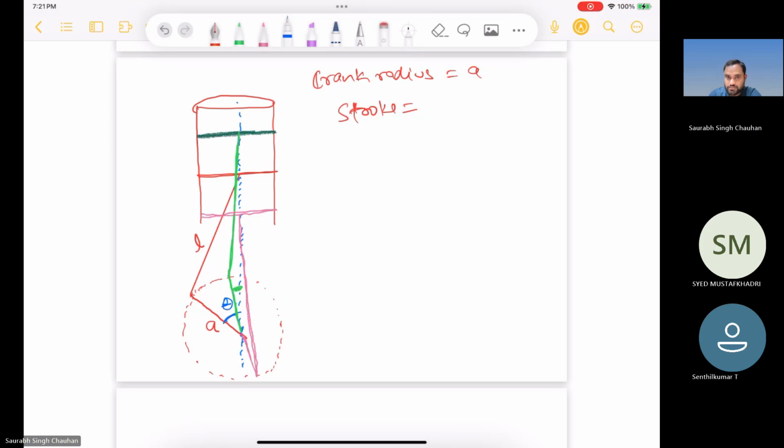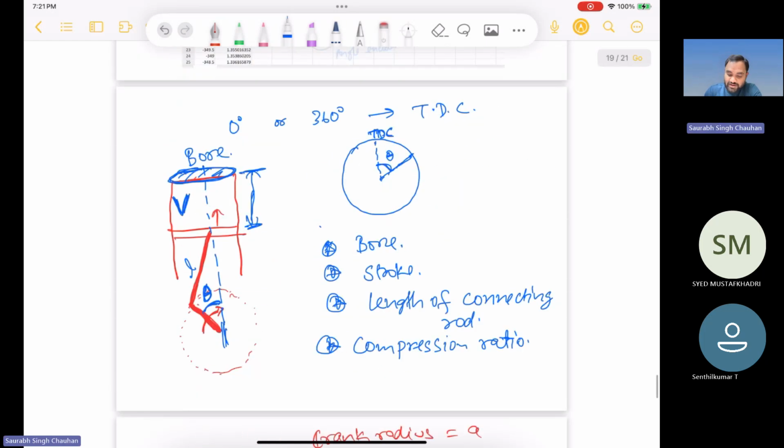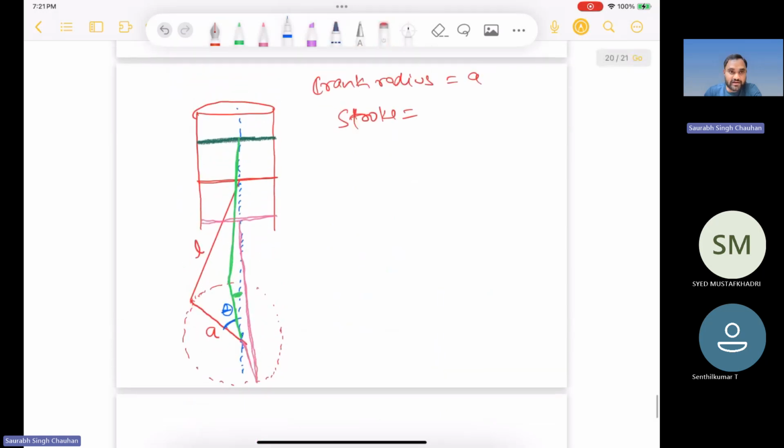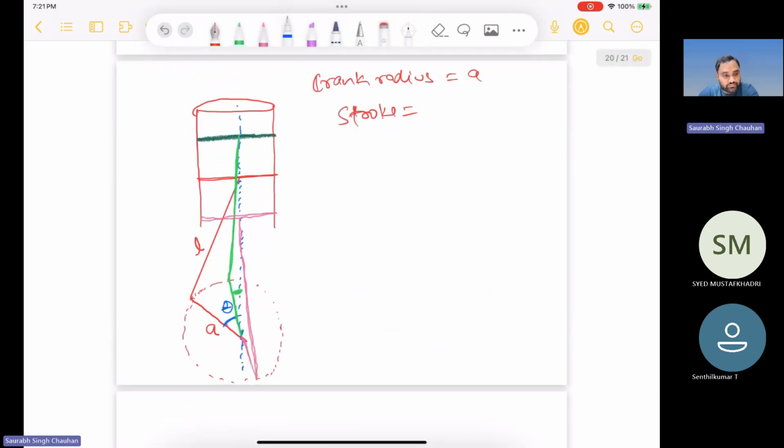If what I explained is clear, then you can easily answer, I think. So please answer. What should be the stroke in terms of the crank radius? Any of you can answer. Senthil Kumar or Sayed, please. I want you to derive this expression of volume in terms of crank angle degree. Then we will do the calculations with the data and try to calculate whatever is asked.